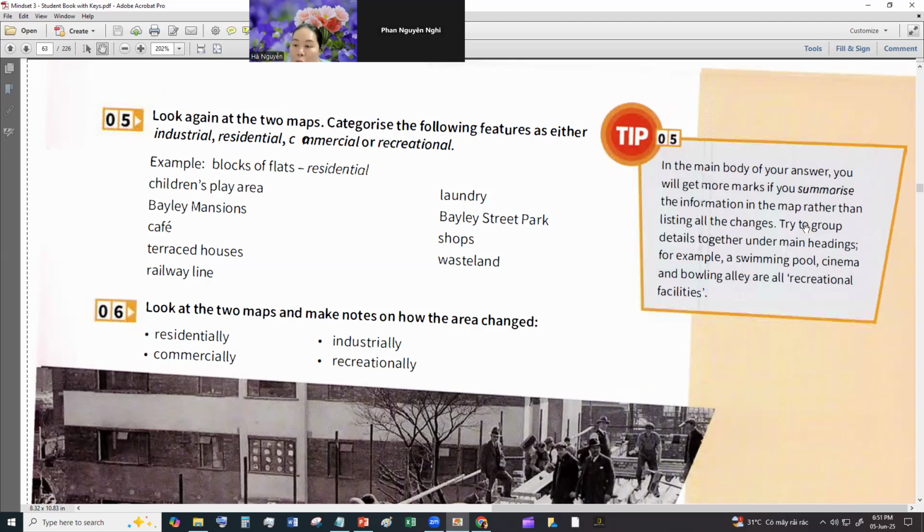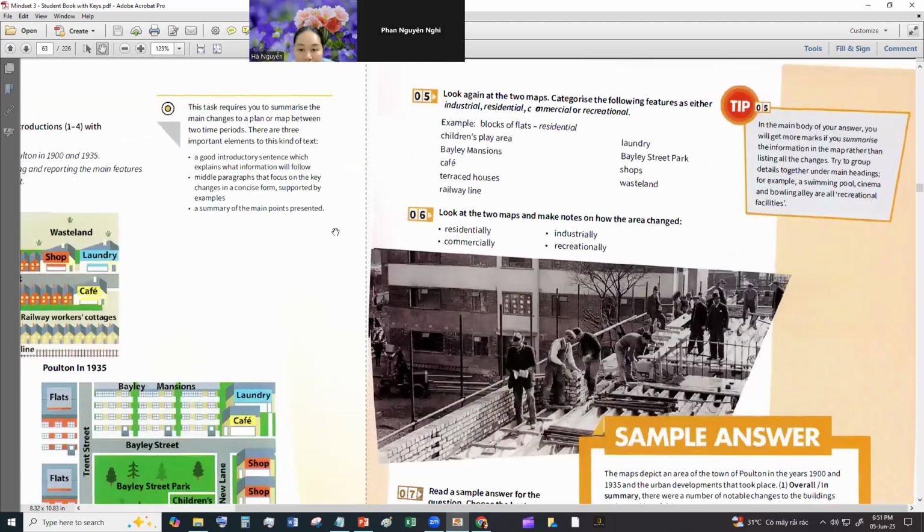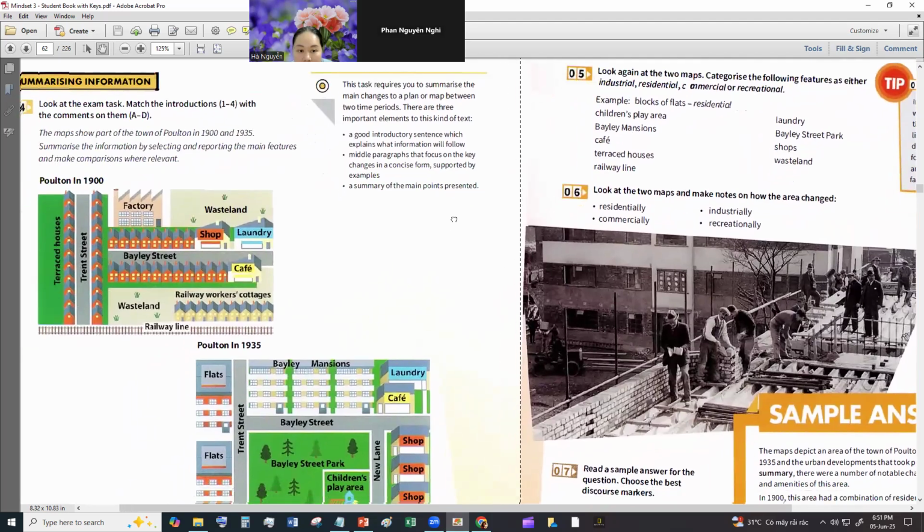So how do you summarize? You can try to group details together under main headings. For example, a swimming pool, cinema, and bowling alley are recreational facilities. Okay, so let's try and group the details of the map into categories. For example, blocks of flats are residential. Okay, let me see. Now here are the maps again.